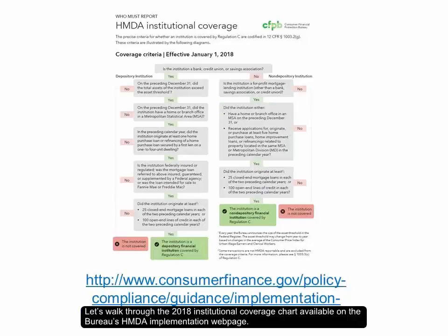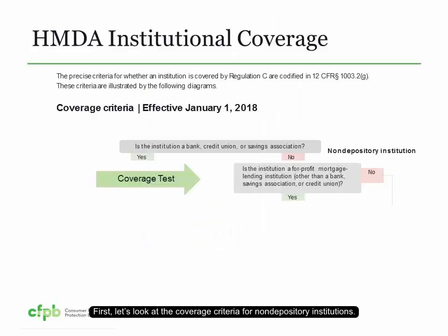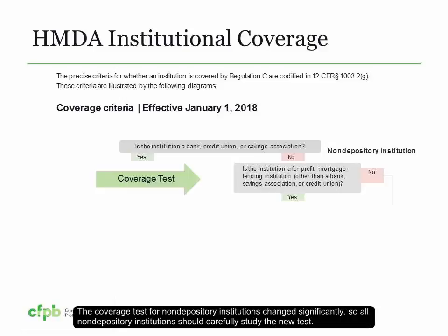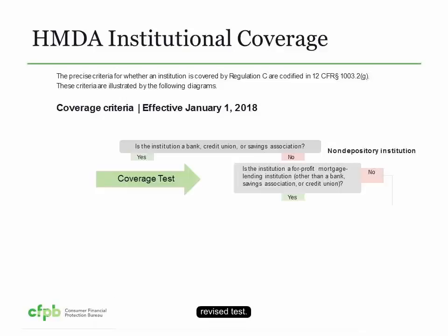Let's walk through the 2018 institutional coverage chart available on the Bureau's HMDA implementation webpage. First, let's look at the coverage criteria for non-depository institutions. The coverage test for non-depository institutions changed significantly, so all non-depository institutions should carefully study the new test. It's also important to note that it is anticipated that some non-depository institutions that are not currently reporting will be covered under the revised test.